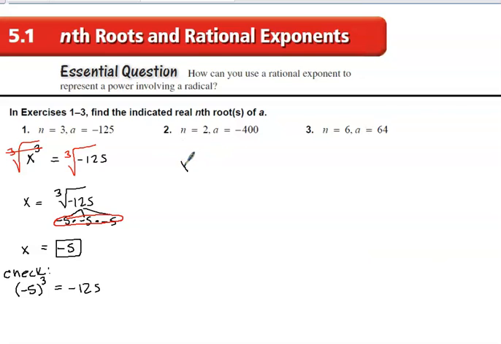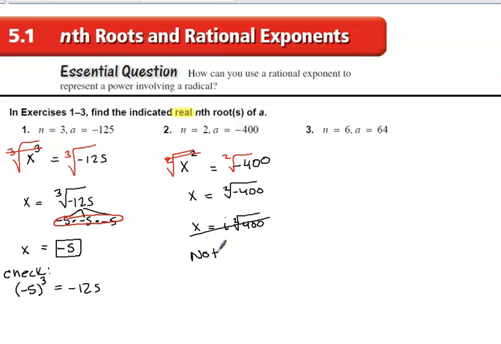In number 2, we're looking for the number that we raised to the second power, the root here is 2, to get negative 400. In order to undo the square, I square root both sides. So x would equal the square root of negative 400. Now this is a problem because there's a negative under an even index, which means I could take out that negative as an i and then have the square root of 400. However, we are looking for the real roots of negative 400. This is not a real root. So we say exactly that, not a real root.